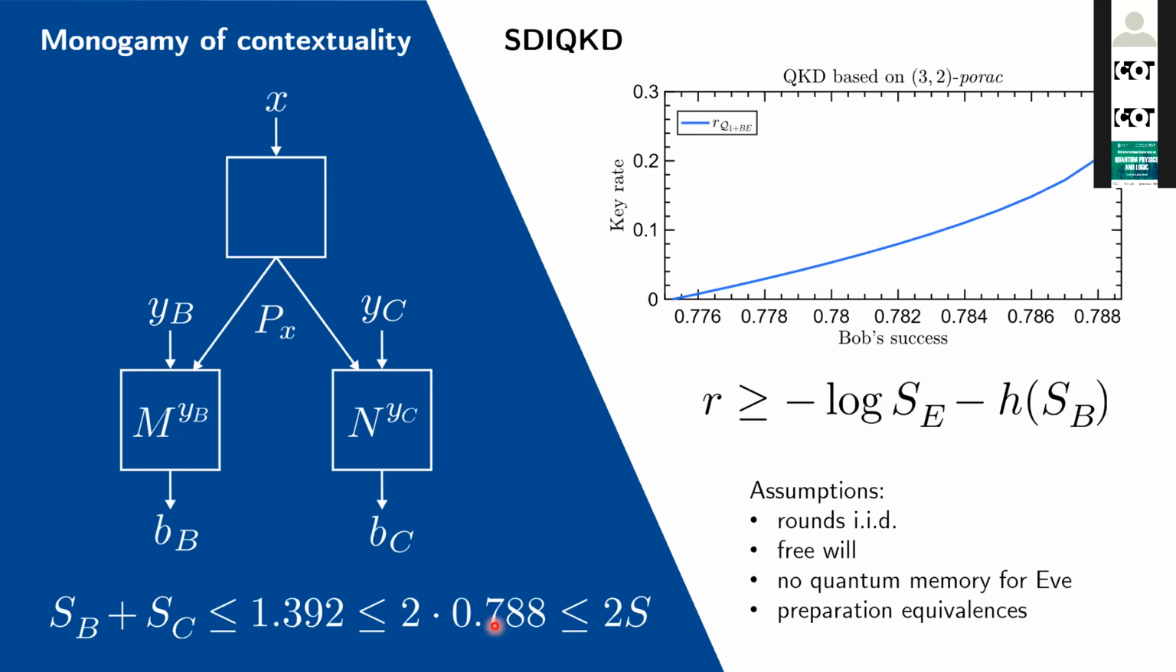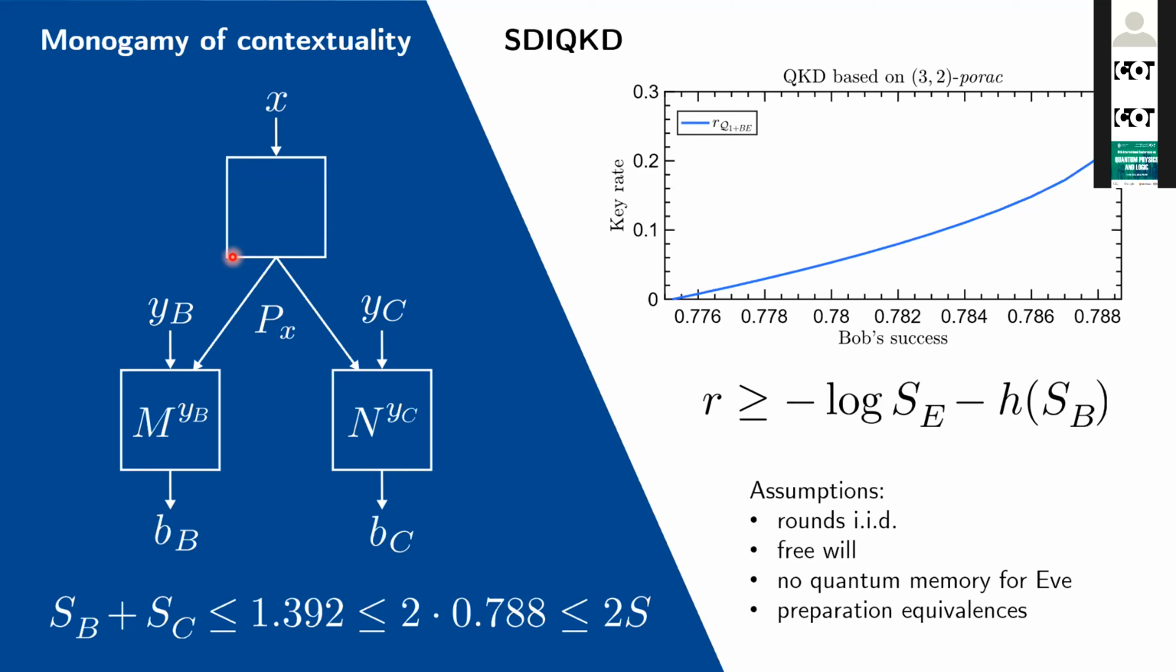if Alice was playing with just 1 player using quantum theory, this number would be 0.788, the maximum average success probability. But in the scenario where she's playing with 2 players at the same time, their maximum average success probabilities sum to 1.329 approximately, which is less than 2 times the individual one. So essentially, if Alice and Bob see that they're getting this 0.788, they know that the contextuality shared between Alice and Charlie has to be less than the maximum. So we call this monogamy of contextuality.